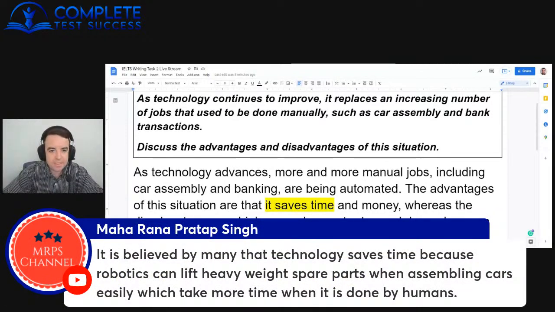It is believed by many that technology saves time because robotics can lift heavy weights, spare parts, when assembling cars easily, which takes more time when it is done by humans. Excellent.